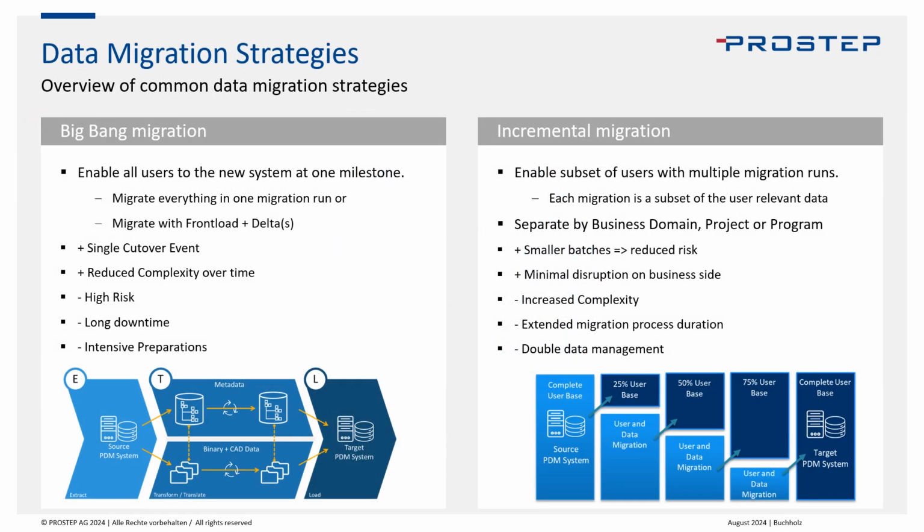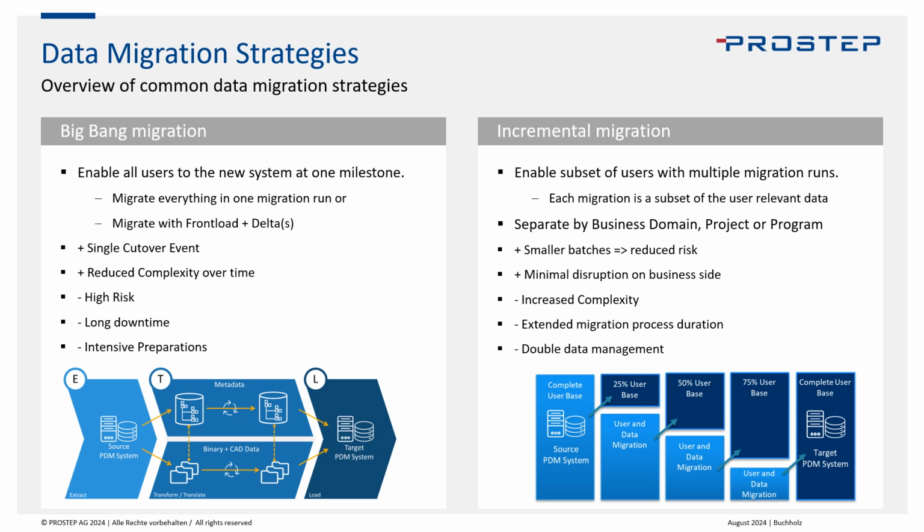So I brought 4 data migration strategies that can be applied to a migration project. The first one is Big Bang migration. Obviously, most people think that Big Bang migration means moving all the data into the new system in one go, but that doesn't really mean it. It means that you're enabling all users at one milestone in the new system.